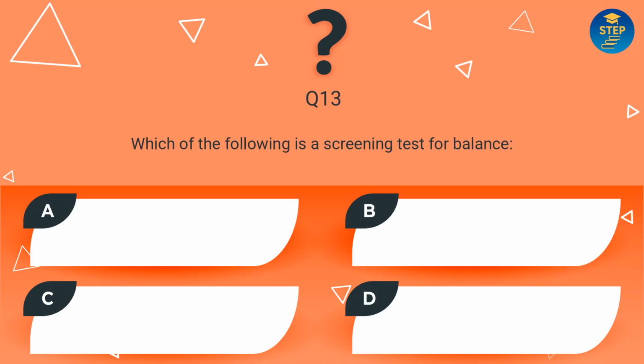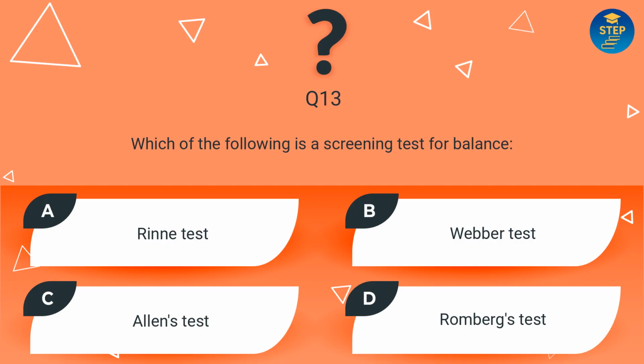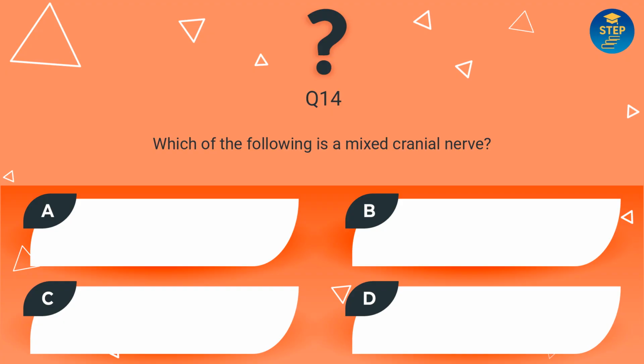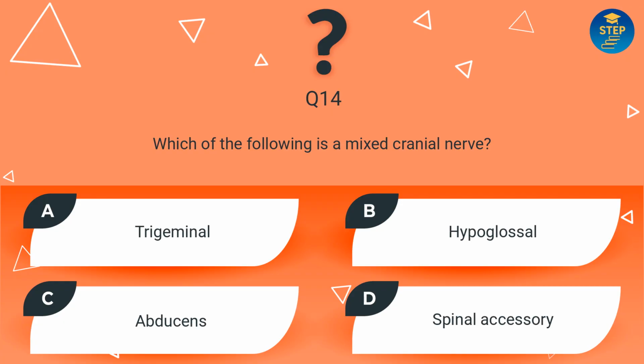Which of the following is a screening test for balance? Rinne test, Weber test, Allen's test, Romberg's test. Answer is Romberg's test. Which of the following is a mixed cranial nerve? Trigeminal, hypoglossal, abducens, spinal accessory. Answer is trigeminal.